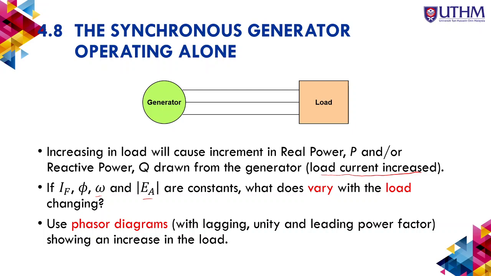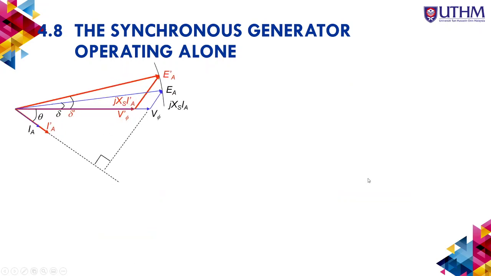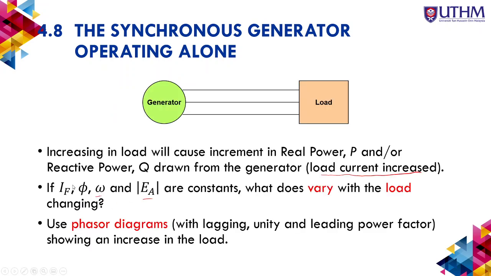Then we use the phasor diagram with lagging, unity and leading power factor, showing an increase of the load. The blue one is the normal one, and the red is the change in load. We increase the load, so what will be increased? They say IF is maintained, flux is maintained, omega is maintained, and EA is also constant.